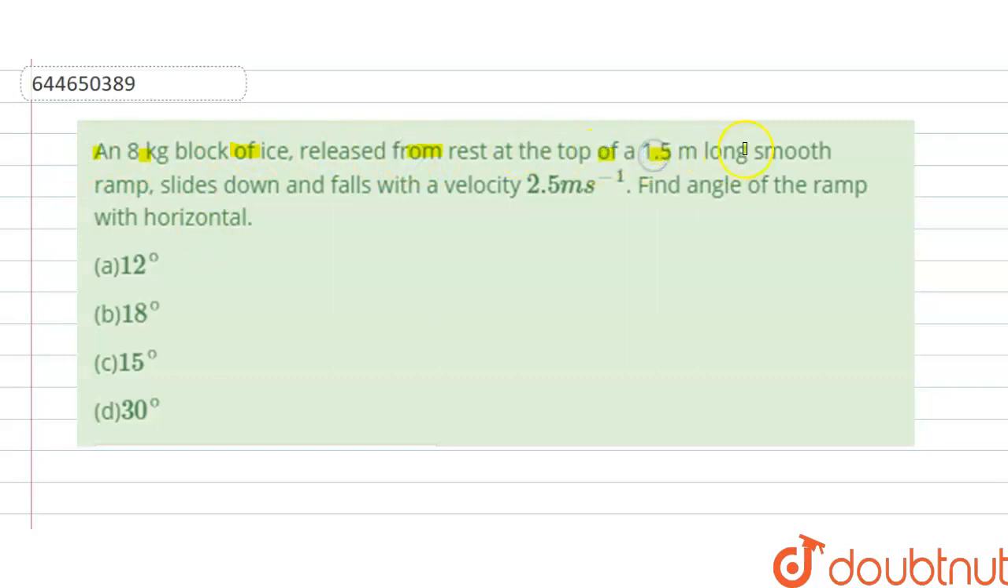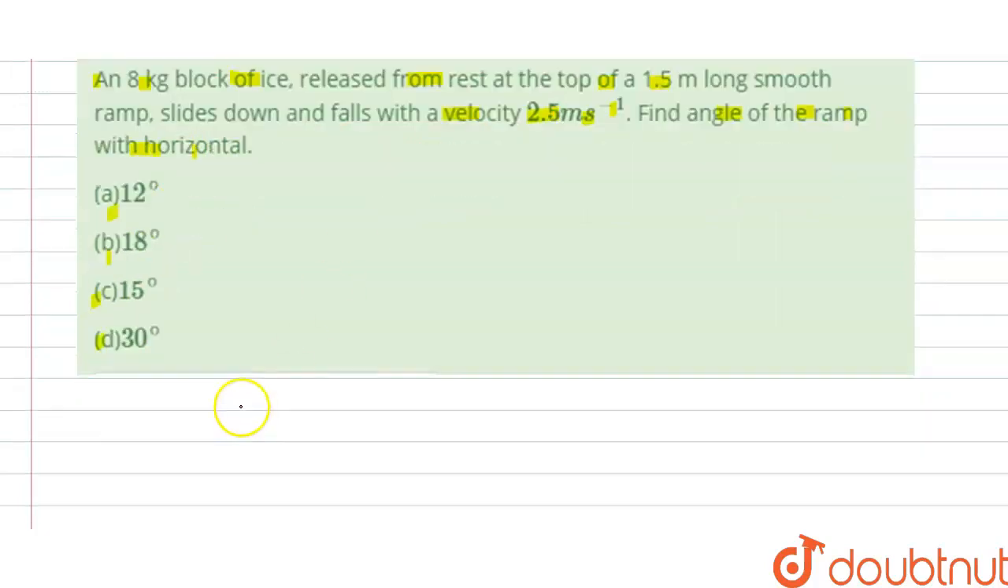Hello students, today our question is: an 8 kg block of ice is released from rest at the top of a 1.5 meter long smooth ramp, slides down and reaches the bottom with a velocity of 2.5 meter per second. Find the angle of the ramp with the horizontal. We have options A, B, C, D given here, so we have to find which option is correct.